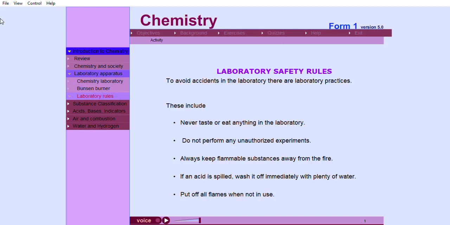There are a set of rules which should be observed when carrying out experiments in the laboratory. These rules ensure the safety of you and others.